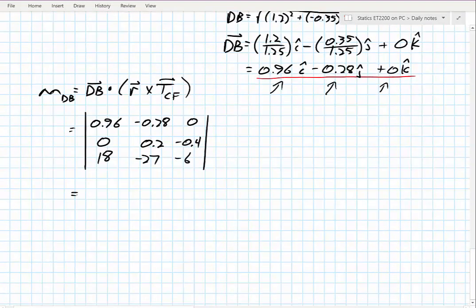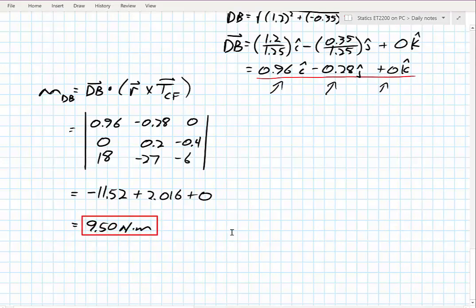If I expand that whole thing out, I end up with negative 11.52 plus 2.016 plus 0. Once again, you're not going to have any I hat, J hat, K hat. This is actually just a scalar. It's just a number. It's a magnitude about that line. And I end up with 9.50 newton meters. So that's kind of how these problems are done.